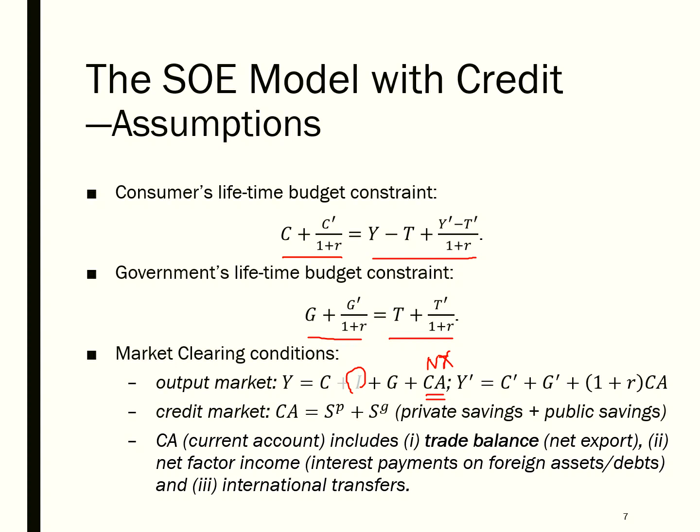In practice and in general, the current account should include more than just trade balance, which is the biggest component of current account. But current account CA also includes the net factor income, which is the interest payments on foreign assets or debts. And it also includes the international transfers, such as financial aid and charity donations.